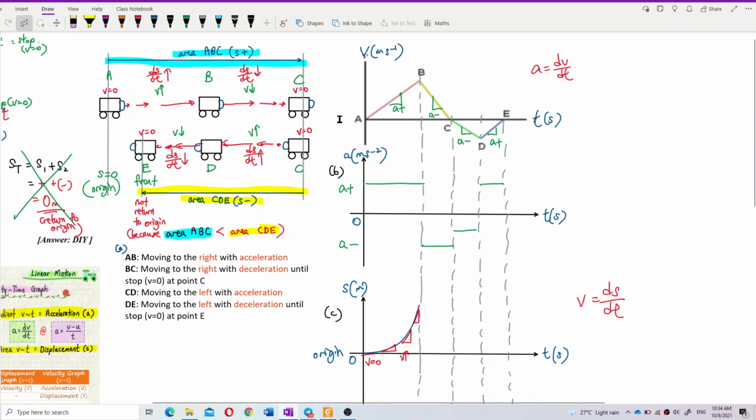But then, look at BC. BC is going slower and slower, isn't it? Going slower and slower, but it's still moving to the right. Still going away from the origin. So is the graph going up or going down? Is it going nearer to the origin? This is the origin, remember? B to C, is it going nearer to the origin or going away from the origin? Going away from the origin. So the graph should go up some more, isn't it?